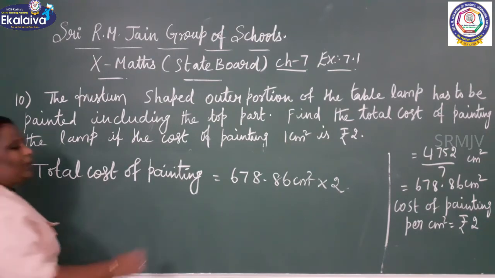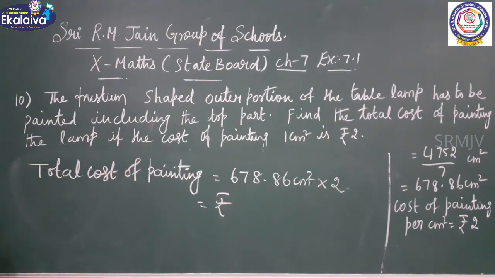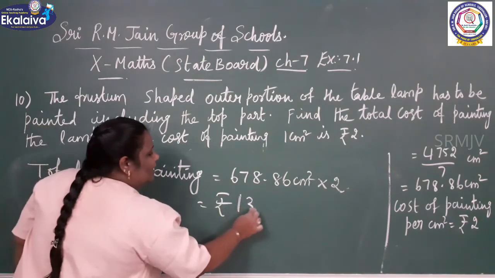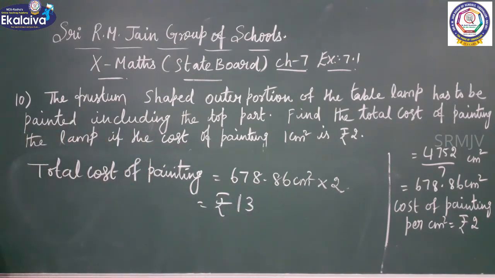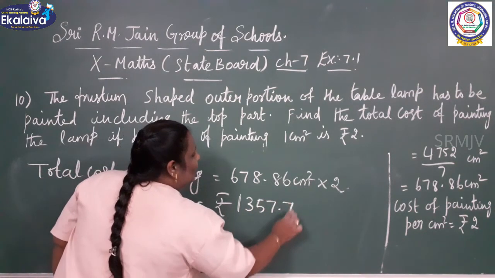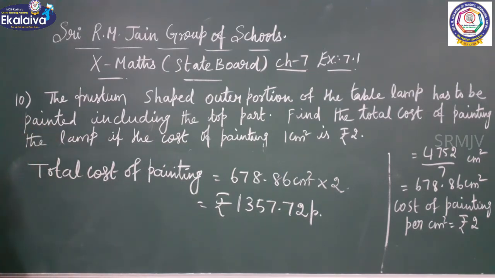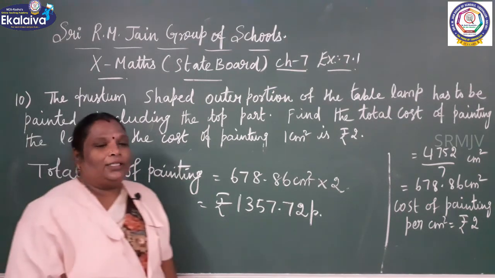So when we multiply, what is the answer? Rupees 1357.72 paise.